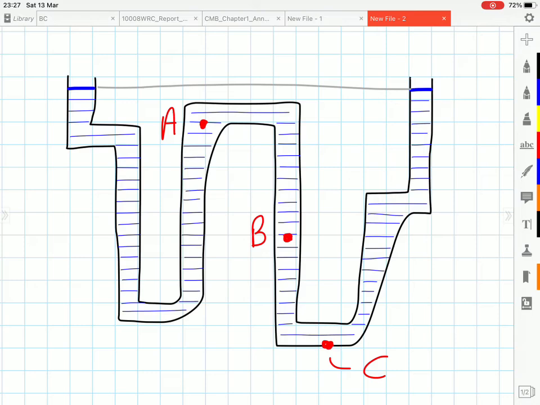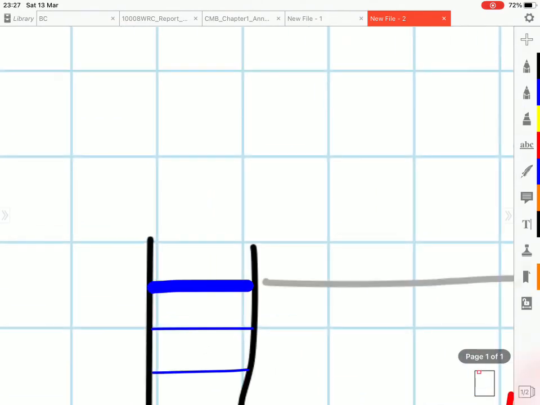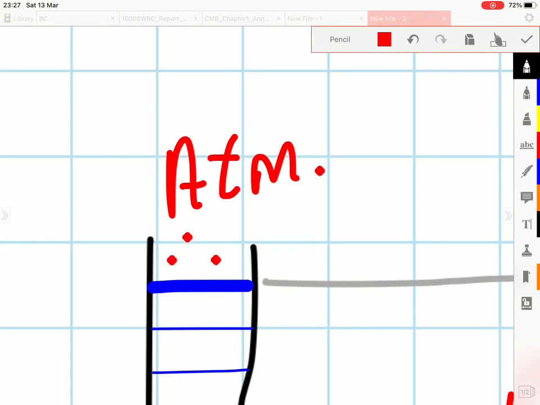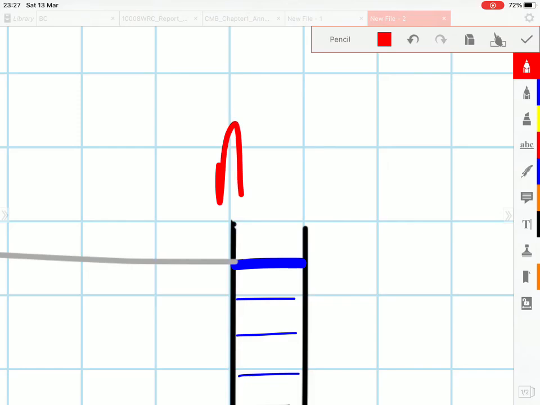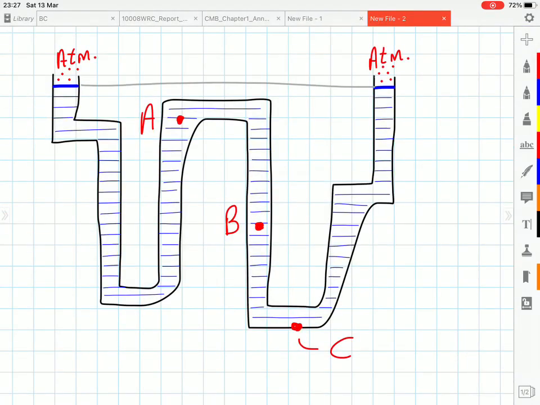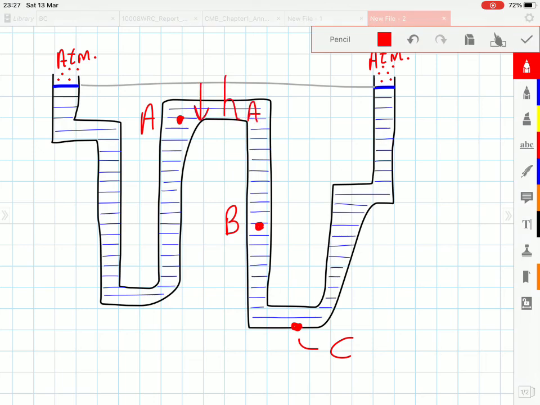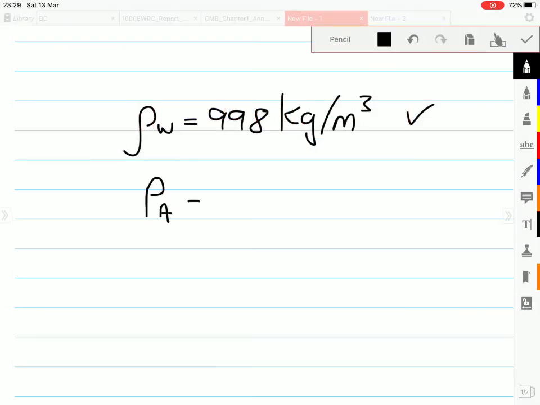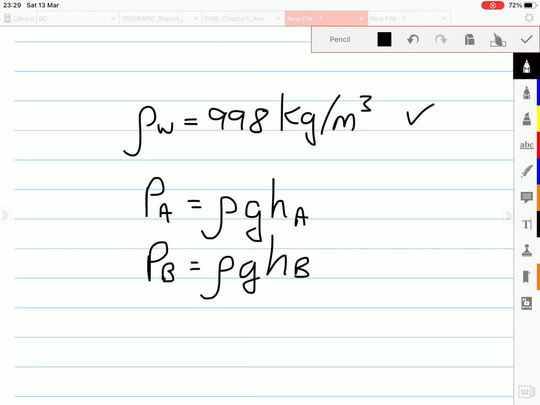Now consider another example with a pipe and 3 points A, B and C. How would we find the pressure at these points? If the left is exposed to atmosphere, so this pipe is open on the left, and the right hand side is also open to atmosphere, so both sides are open, we simply require the depths to these 3 points, hA, hB and hC. And once again, pressure equals ρgh. ρ is known because we know it's water, and we've got the 3 h values, hA, hB and hC.